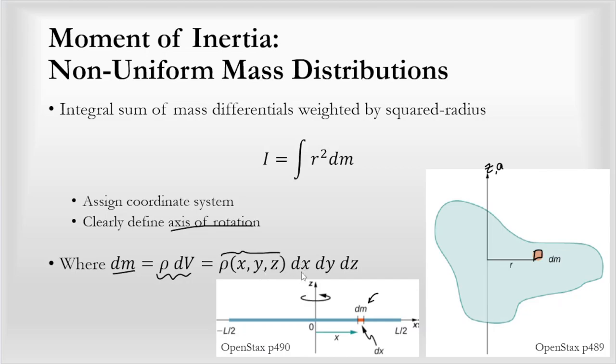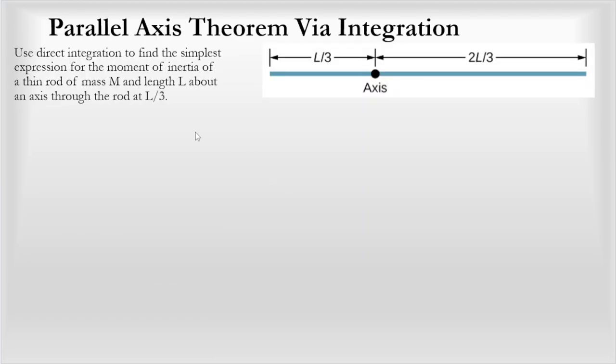Just one R in there, sorry. But we can do it in Cartesian coordinates very easily. So remember to assign your coordinate system from which to measure all your distances. So I'm going to jump right into an example here.